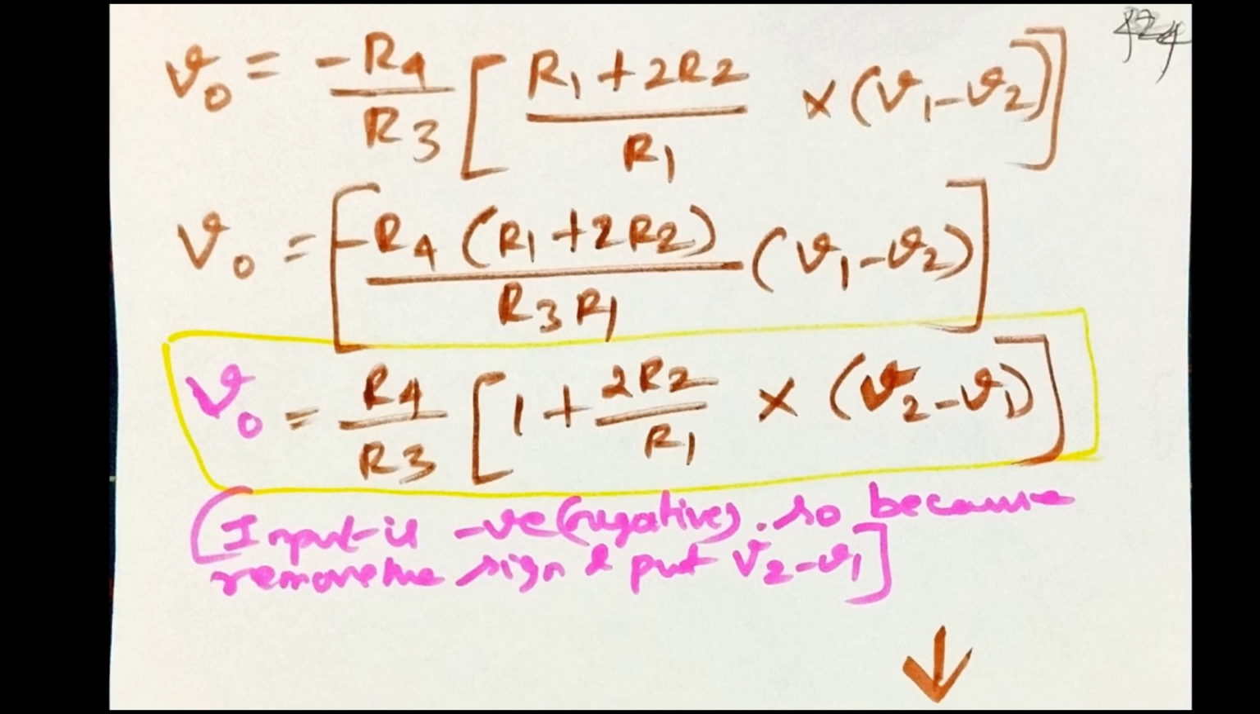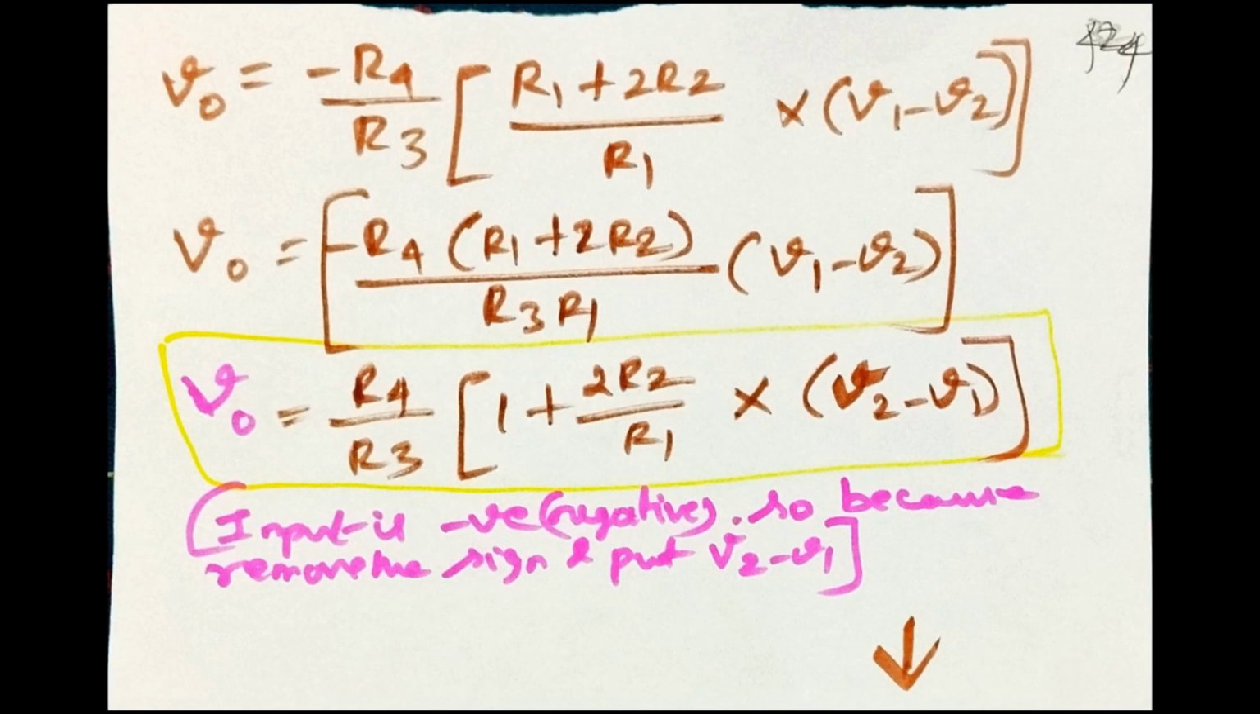V0 output voltage is equal to minus R4 divided by R3 times (1 plus 2R2 divided by R1) times (V1 minus V2). So we find the output voltage of the instrumentation amplifier is V0 equal to R4 divided by R3 times (1 plus 2R2 divided by R1) times (V2 minus V1). The V0 formula is shown in notes. Input is negative, so remove the sign and put V2 minus V1. Change the V1 and V2 sign.